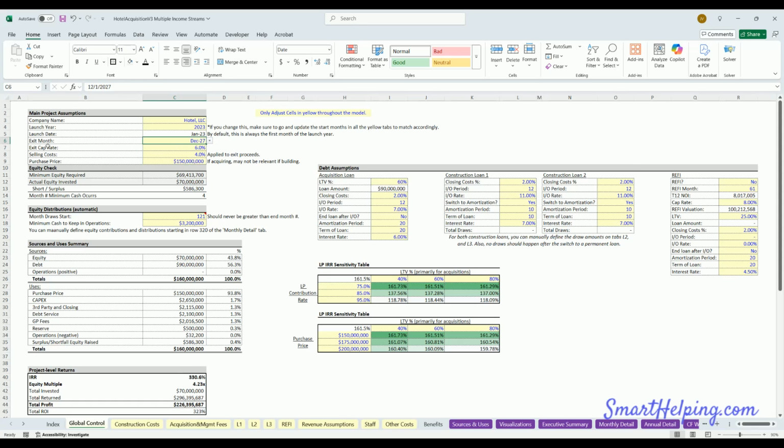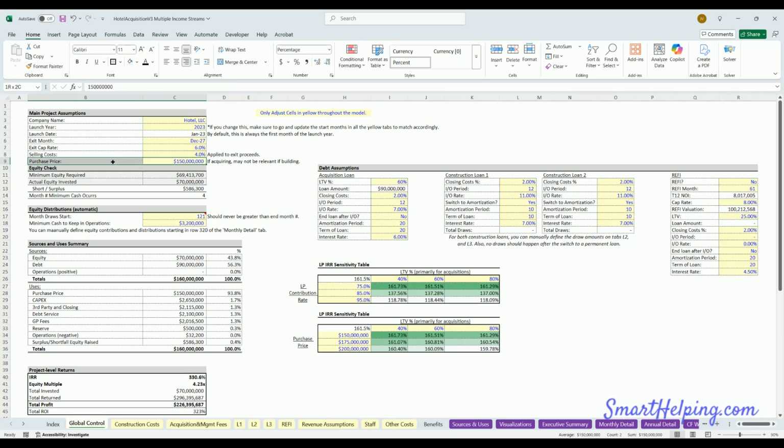Exit cap rate: you just take your NOI, which includes event revenues, bookings revenues, and food and beverage, and divide the NOI by this percentage to get your valuation at exit. Selling costs reduce that to get your net exit proceeds.